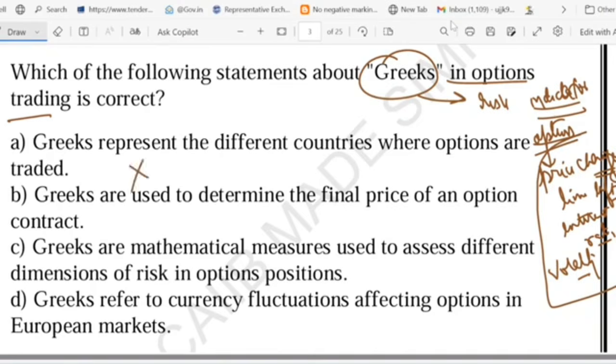No. That is completely incorrect. It might sound fancy, but it's totally wrong. Greeks are not about geography and nationality. It's just a name. Option B says that Greeks determine the final price.